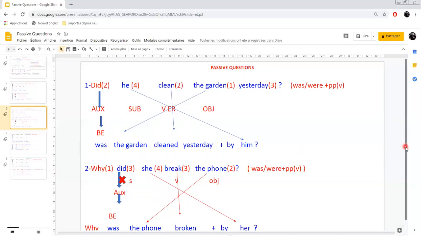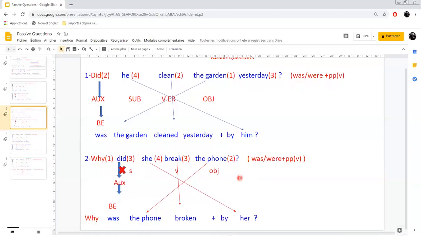If you have a WH question, of course, like this one here, so we say, why did she break the bowl? Why did she break the bowl? Now, number one, you are going to repeat your question word. Number two, you are going to bring your object and put it as subject. Number three here, you are going to use the auxiliary here according to the rule of the passive. You should be very careful. We don't use did. Then you've got the past participle of your verb, and then you finish with your agent, of course.